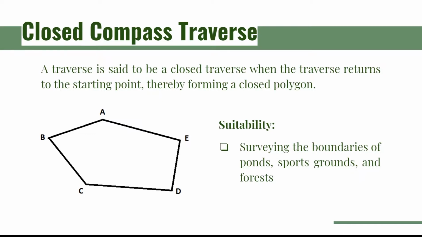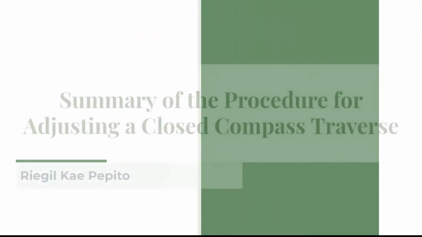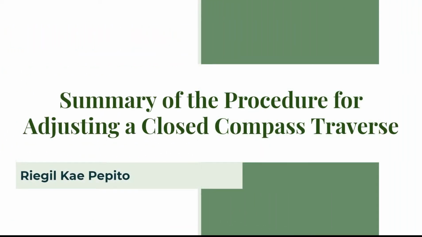Now for its suitability, the closed compass traverse is suitable for surveying the boundaries of ponds, sports grounds, forests, and survey for large areas which tie lines cannot be measured for area determination and control for mapping. Now let's proceed to the summary of the procedure for adjusting a closed compass traverse.